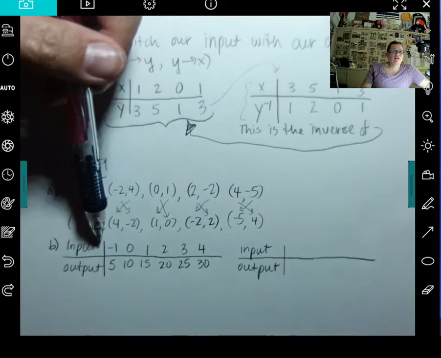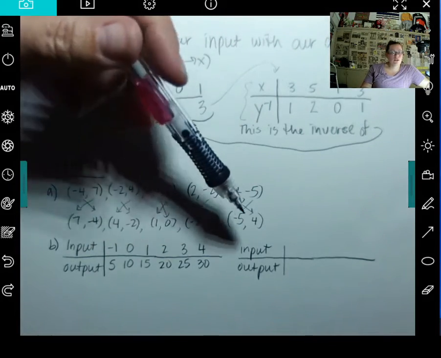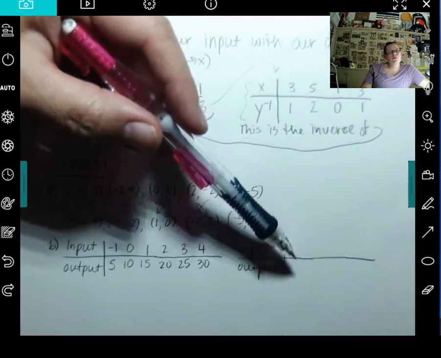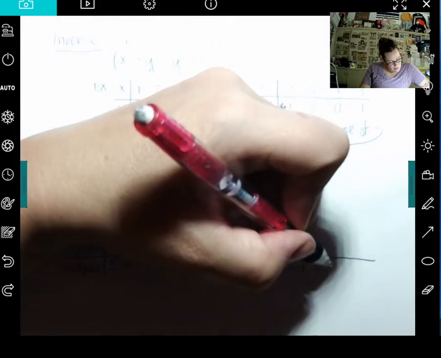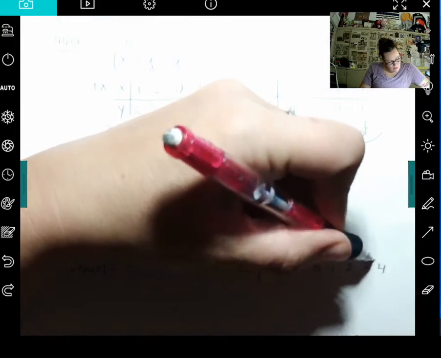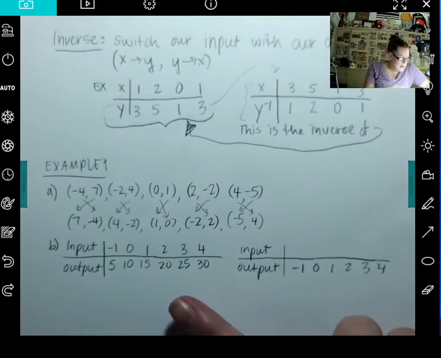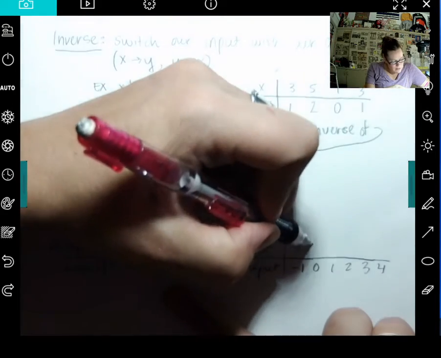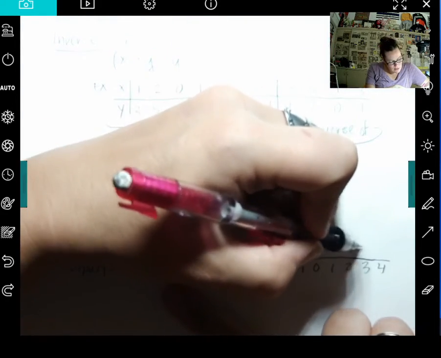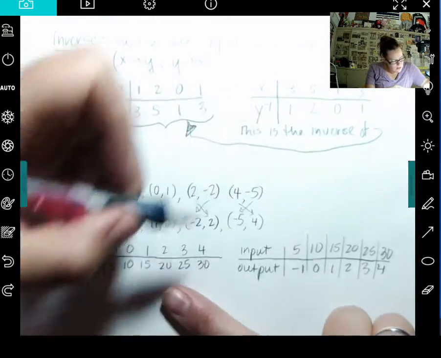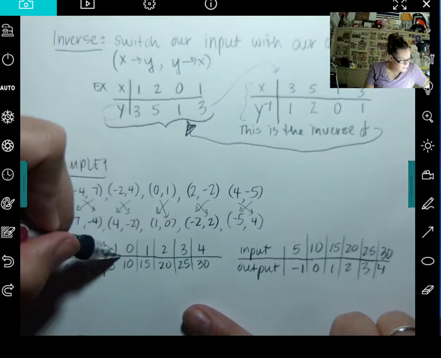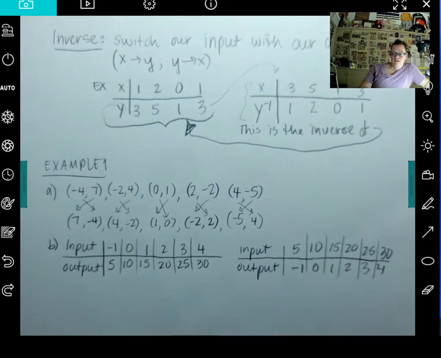So it's still called an input and an output. We're just switching the information in the table. So instead of writing this -1, 0, 1, 2, 3, 4 in the input spot, we're going to put it for the output. And then our inputs are going to be 5, 10, 15, 20, 25, and 30. I apologize for not putting lines between those numbers. All right, it's fairly simple when we're given this type of an example.